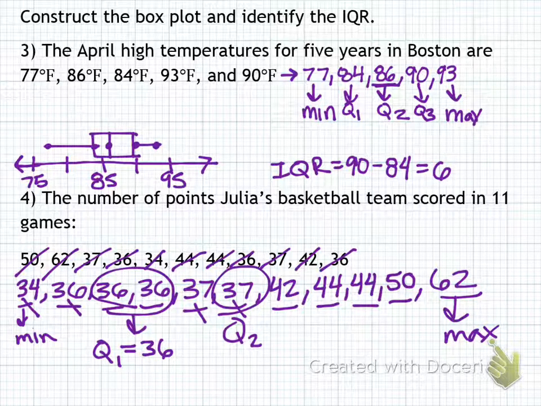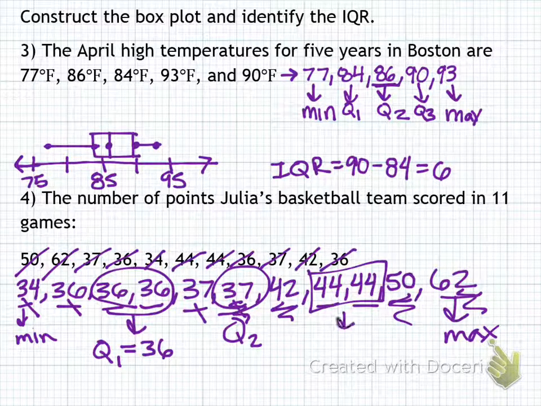Okay, what about the upper half? It goes from 37 to 62. I'm going to cancel them out, and I get 2 again in the middle, 44 and 44. So Q3 is just 44. All right, and then I make my box and whisker plot.